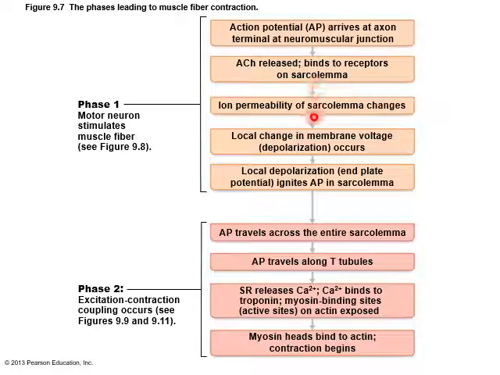Ion permeability of the sarcolemma changes because you're opening up these sodium channels. A local change in membrane voltage occurs, depolarization, because you're letting sodium in. Local depolarization, the end plate potential, ignites an action potential in the sarcolemma. So by depolarization, you're able to pass that electrical signal from the nerve right through into the muscle fiber. The action potential crosses the entire sarcolemma. This is an electrical event.